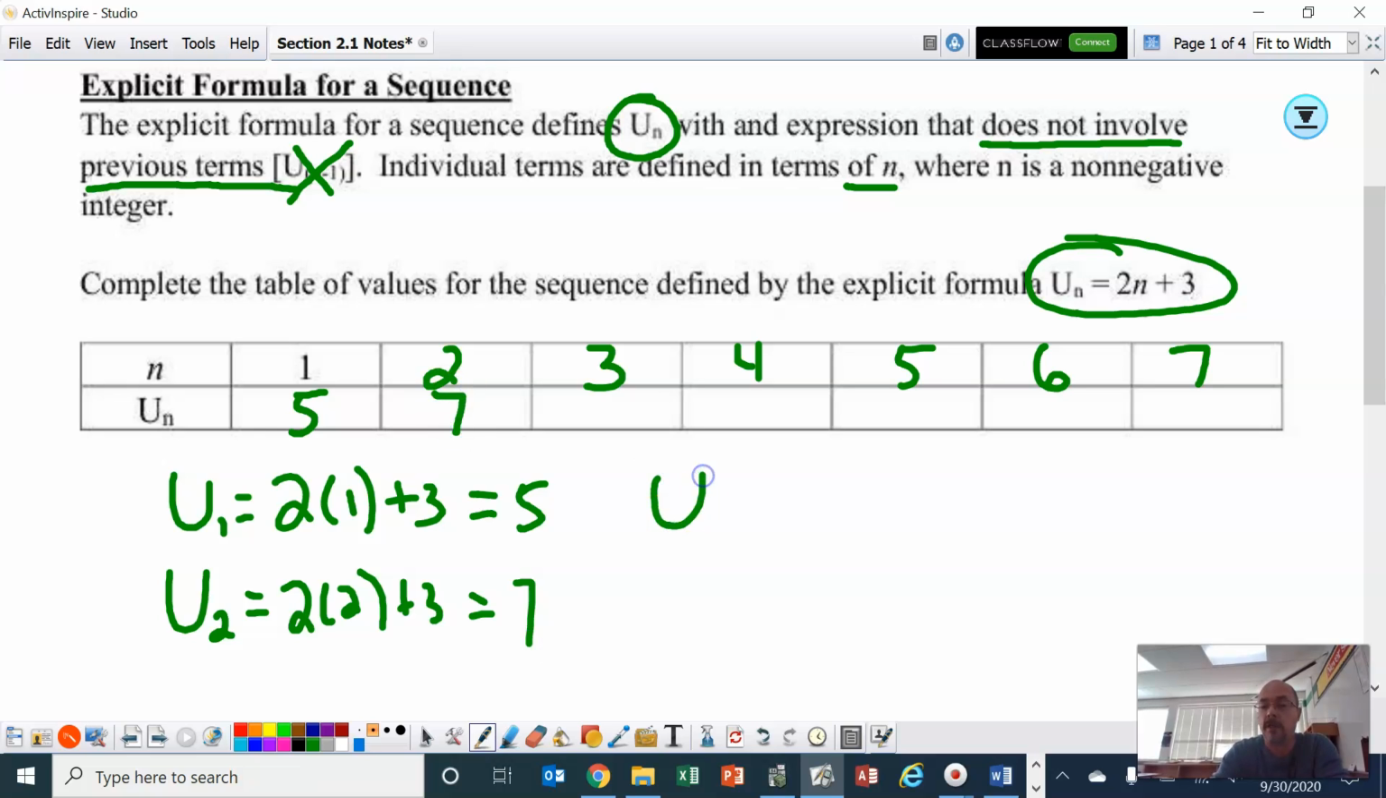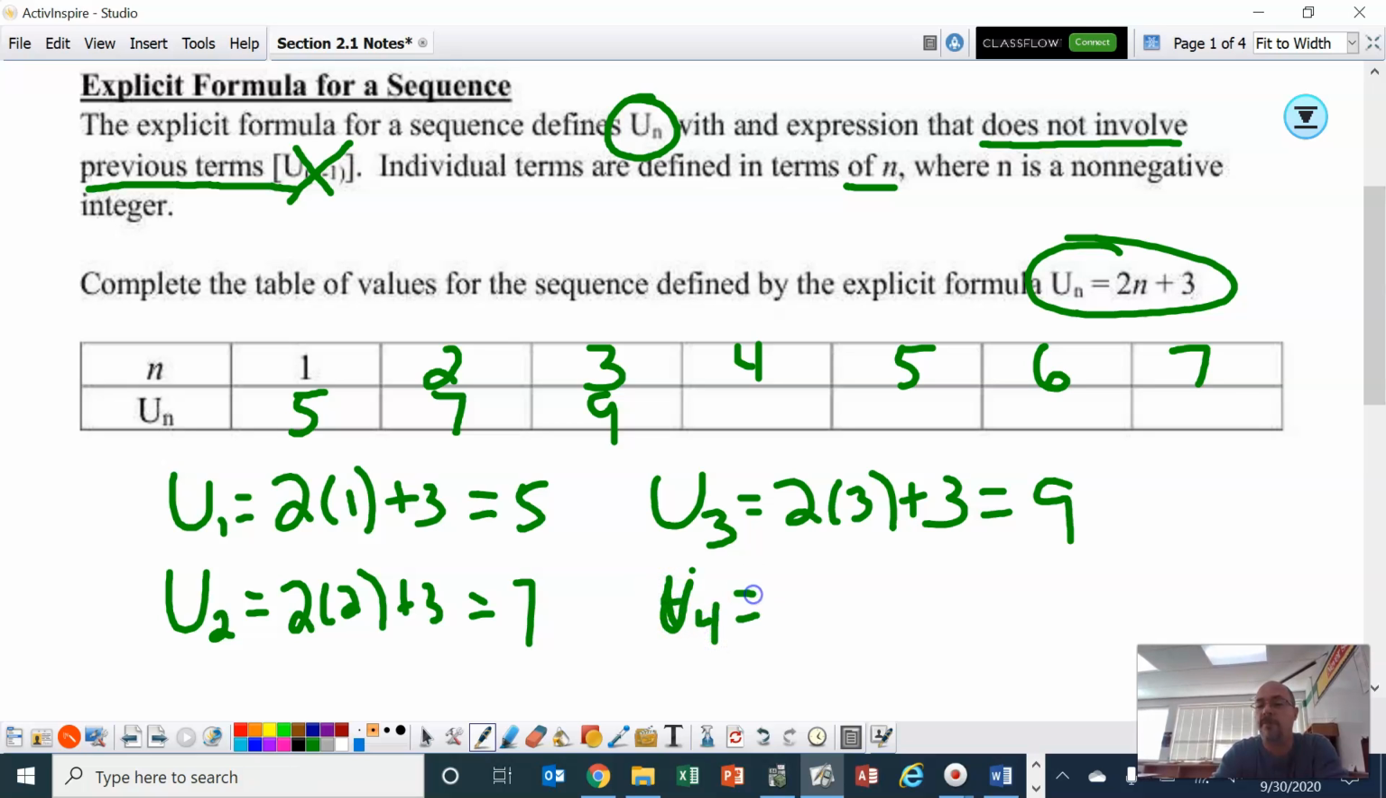Then I would plug in the 3. 2 times 3 plus 3. And let's see, that's 6 plus 3, that would be 9. All right, I'm starting to see a pattern here, folks, because remember, this is arithmetic. I'm going to do one more. So now I'm going to go ahead and put the 4 in. So u sub 4 equals 2 times 4 plus 3. And gee, I bet that is going to equal 11.